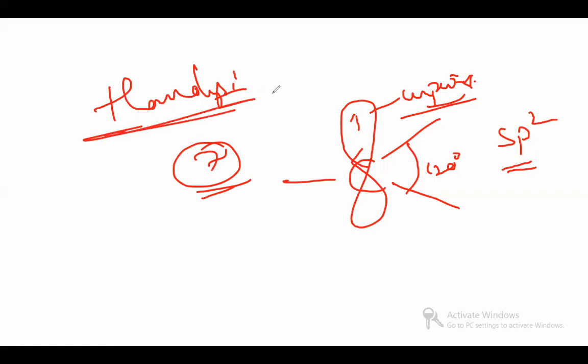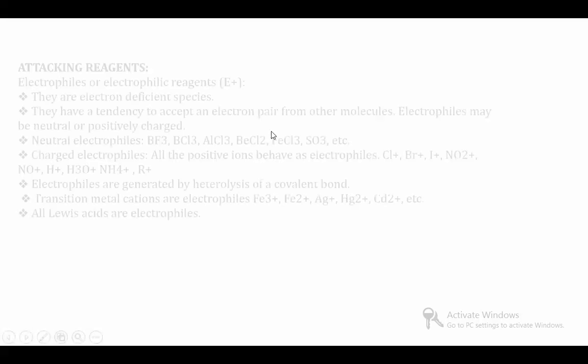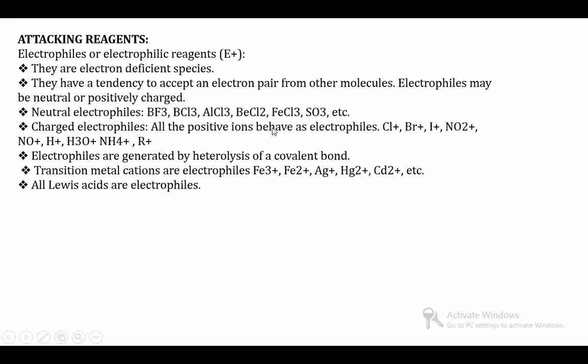Now we come to know about electron rich and electron deficient species. Electron deficient and electron rich are what we call electrophile and nucleophile. So we'll see the difference between the electrophile and nucleophile, what an electrophile is and what a nucleophile is, with examples. First, the attacking reagents: electrophiles are E plus, nucleophiles are Nu.